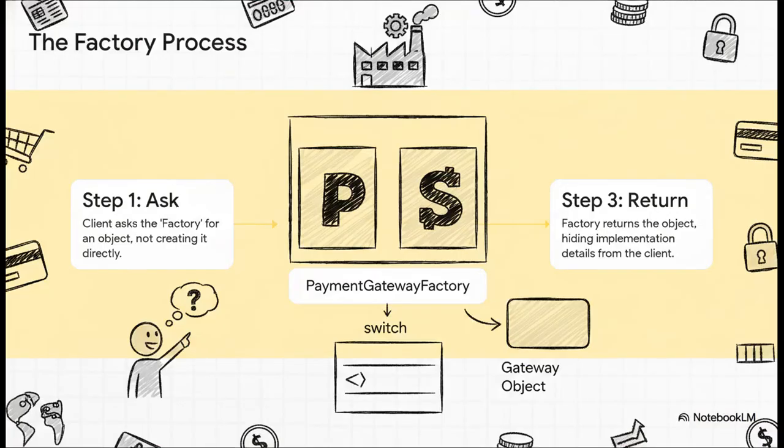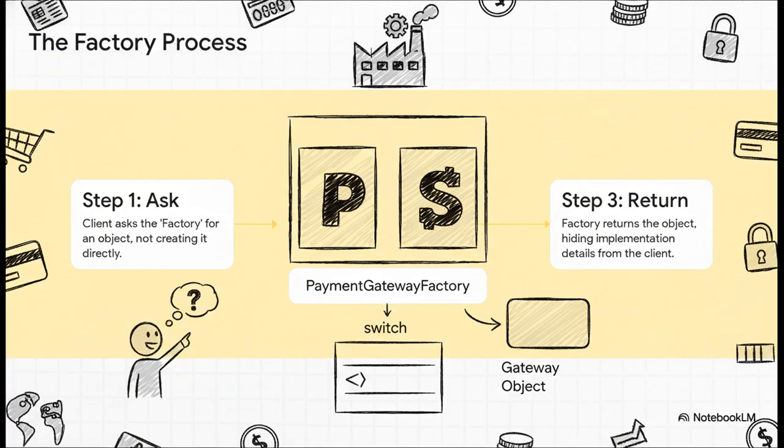Here's how it works, and it's pretty brilliant. Your code, the client, doesn't create the payment gateway directly. Instead, it just goes to a factory and says, hey, I need a payment object. That factory has all the logic, maybe a simple switch statement, that looks at the request and figures out, oh, they want PayPal, or okay, this one's for Stripe. It then creates the right object and hands it back.